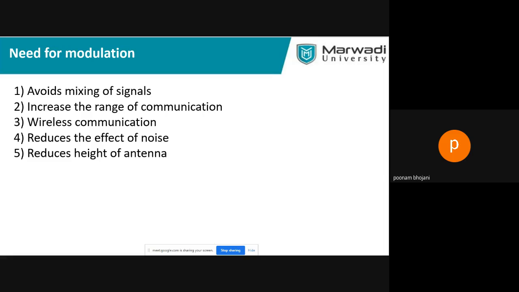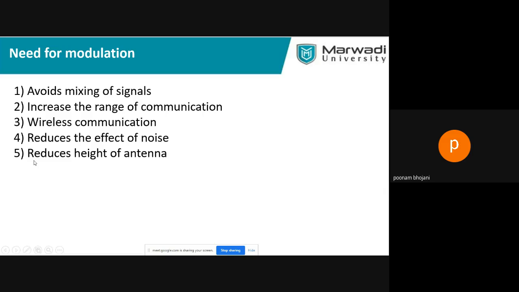Fourth is reduces the effect of noise. It is almost the same as the first one, but it can be different, because whenever you are transmitting a signal, your signal is continuously attenuated in the transmission medium. But if the signal has high energy, then even if the signal strength is reduced, at the reception side you will still get it. But if your signal strength is very low and it is attenuated through the transmission medium, then at the reception side you will not get the signal at all. So it reduces the effect of noise.